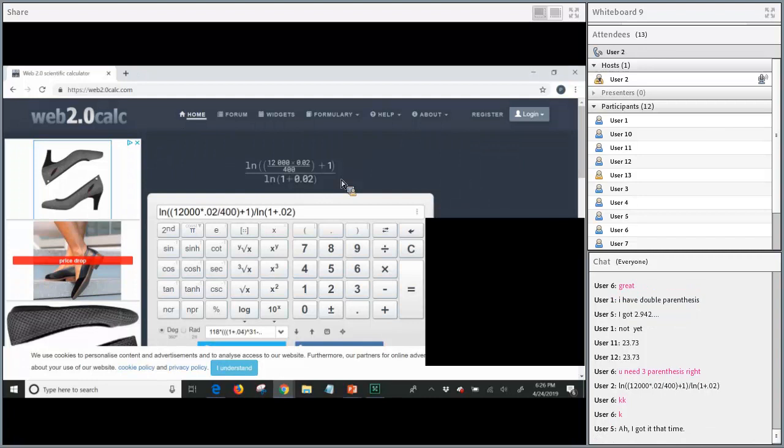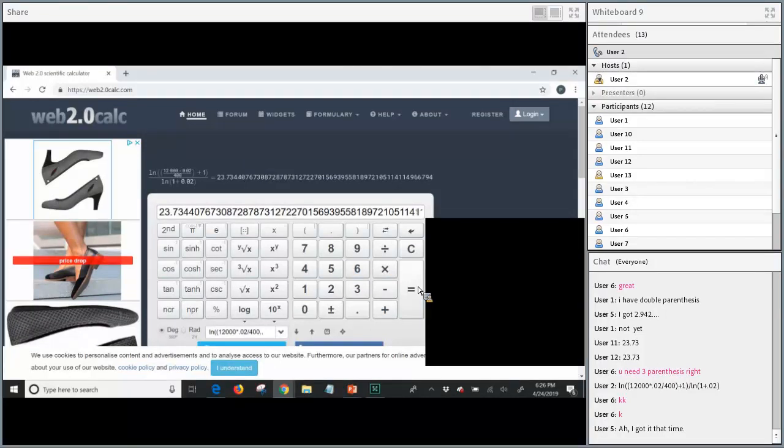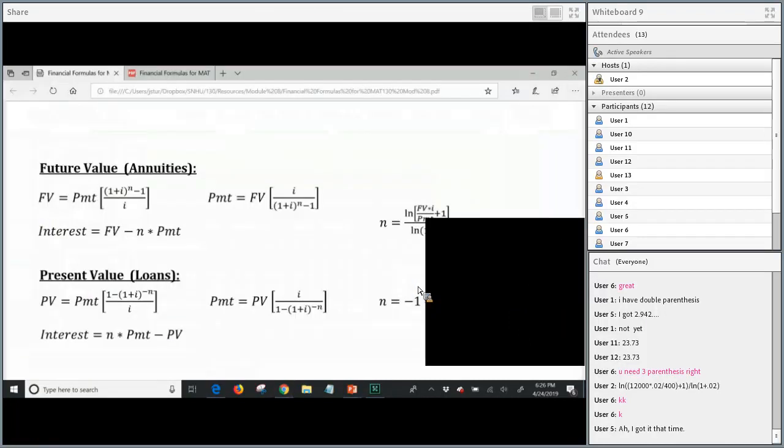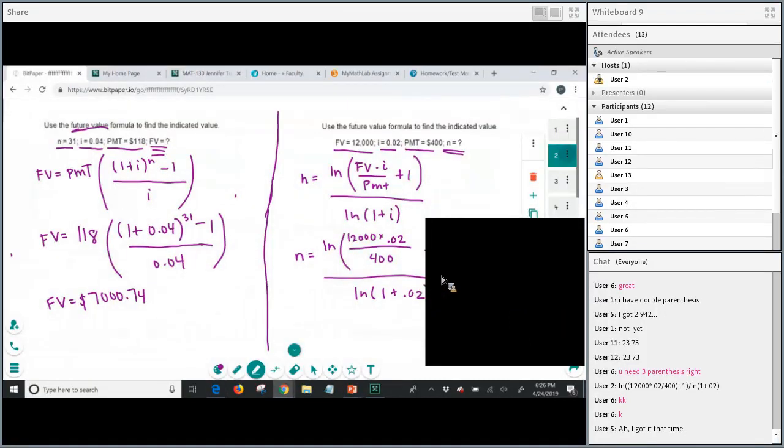Okay, great. All right, it sounds like everyone's kind of getting it, and if not, this is the correct way to input it, so jot it down for the future. But if we go ahead and compute this, because it is correct, we get 23.73. Remember, n is the total number of periods, so it should be a whole number. So we're going to round this to a whole number. So in this case, n is going to be 24. So there's 24 periods that need to go by in order to get to that future value with that interest rate and making that number of payments per month. Any questions?